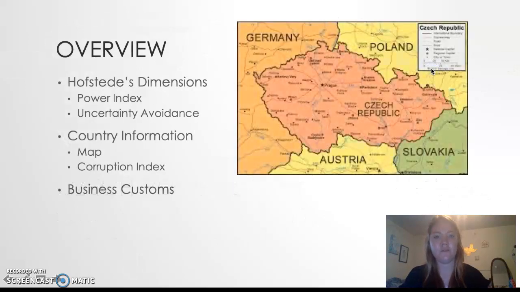For an overview, I will be going over Hofstede's dimensions, power index, and uncertainty avoidance, as well as some country information, the map, and the corruption index, and finally ending with business customs within the country. As you can see, the Czech Republic is a landlocked country surrounded by Germany, Poland, Slovakia, and Austria.